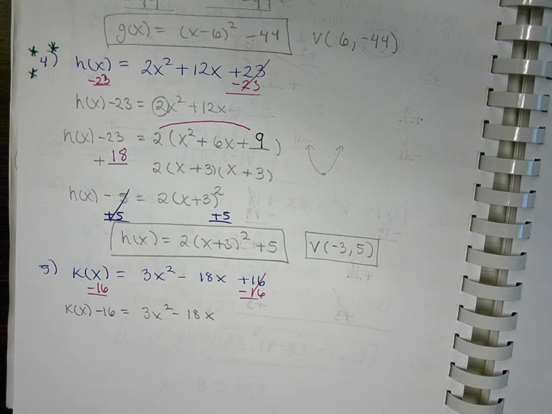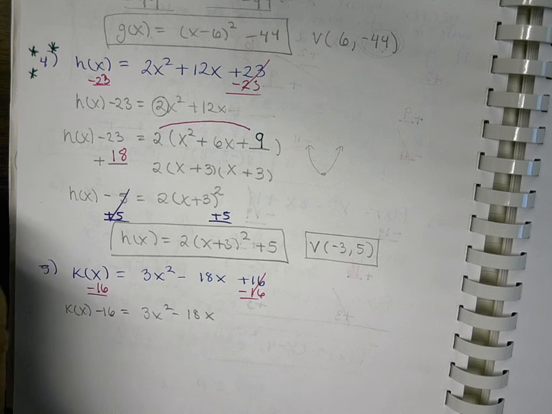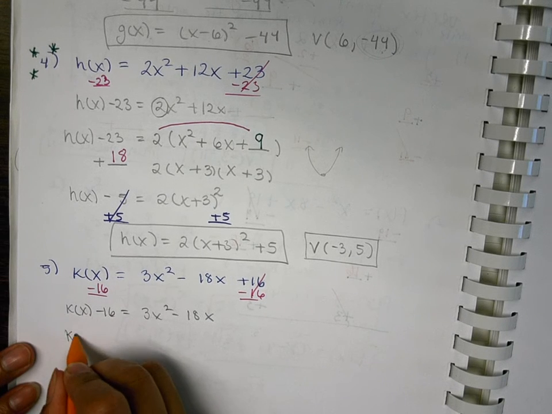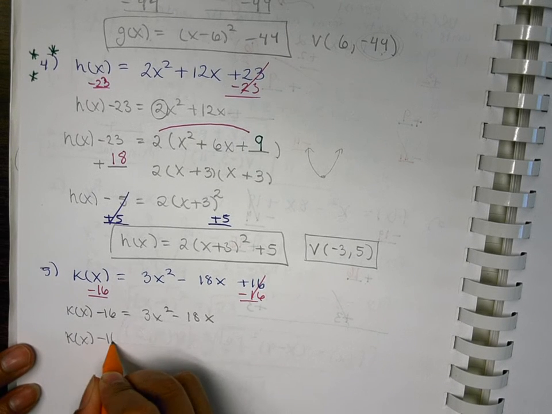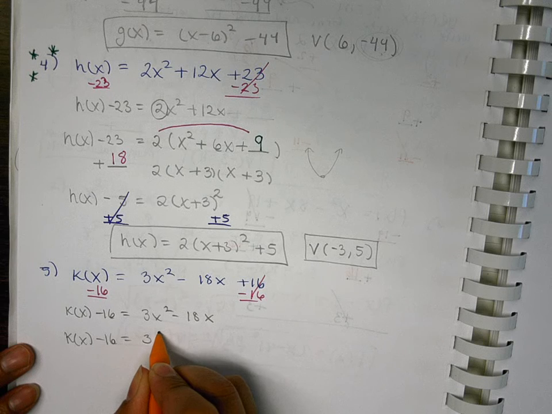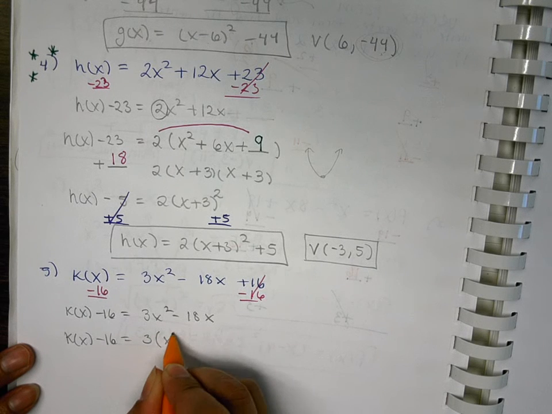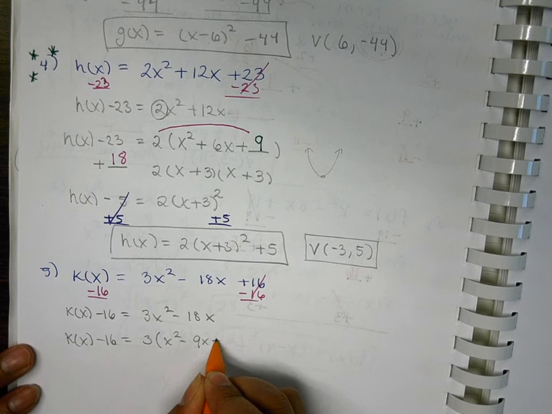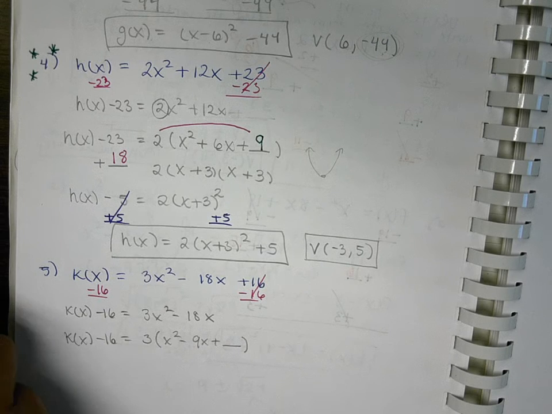Can anybody help him with the next step? Or can anybody tell, is that right? Should we divide and square? Okay, yes. K of x minus 16 equals 3, parentheses, x squared minus 9x. Perfect. All right, Cole, did you hear that? Kind of.